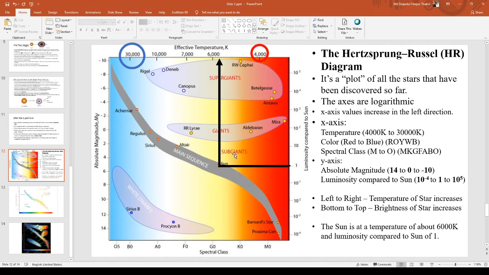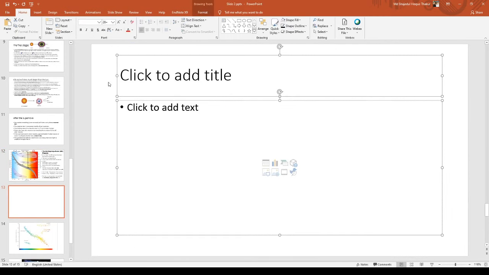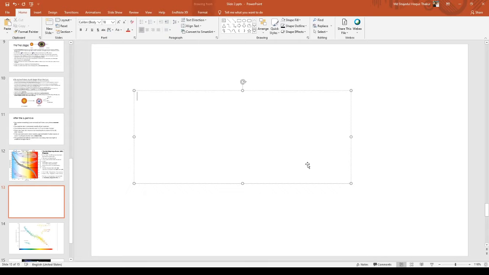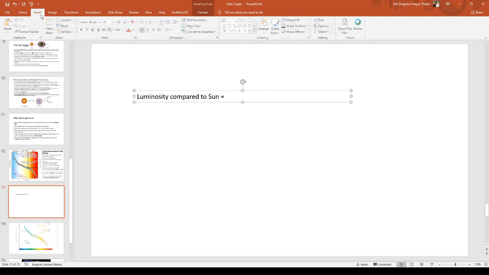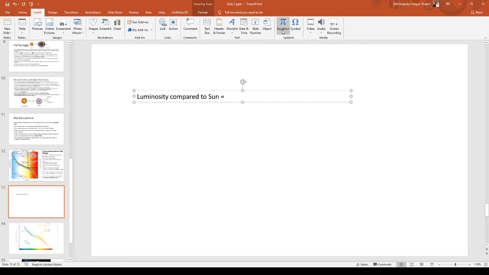Now that you know where the sun is, you need to understand why the luminosity compared to sun is 1. Well, this is pretty obvious. What is luminosity compared to sun? What does this mean? Well, luminosity compared to sun means, let me write this down here. Luminosity compared to sun is equal to, this just means a fraction.